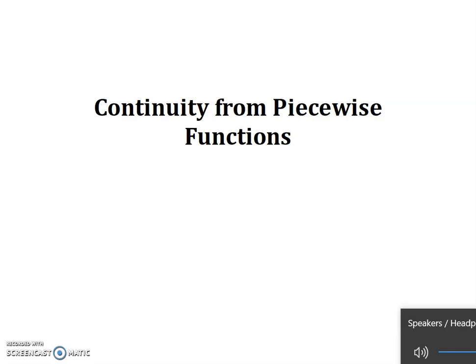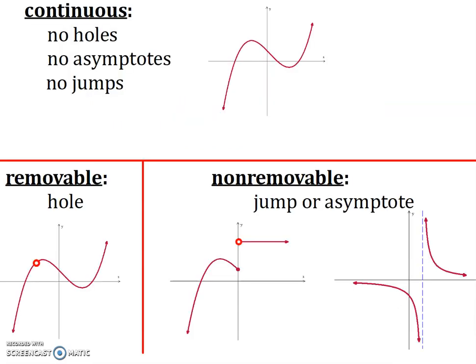We're going to look at determining continuity in piecewise functions today. Looking at a graph, it is continuous if there's no holes, no asymptotes, no jumps. So just something continuous with no breaks anywhere. We say something has removable discontinuity if there's a hole in the graph. So we would say this graph right here has removable discontinuity at this x value.